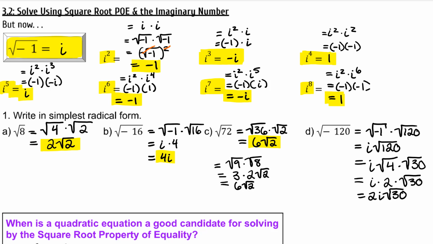Could we break down root 30 anymore? The only possible factors of 30 that would be perfect squares would be 4, 9, 16, 25, and none of those go into 30. So we are done.